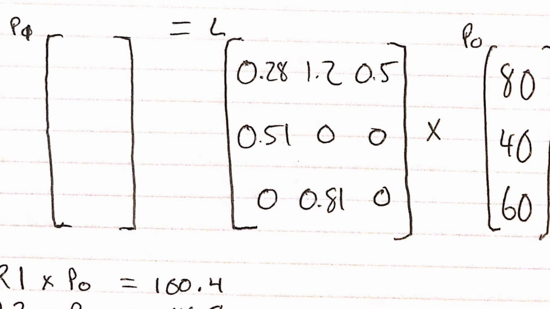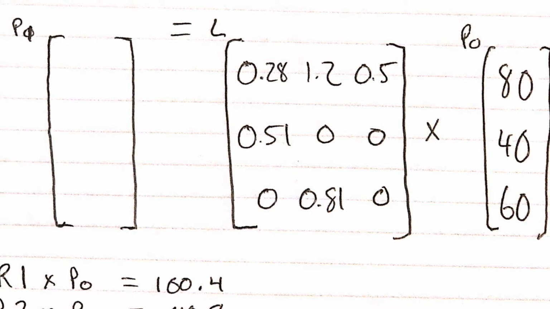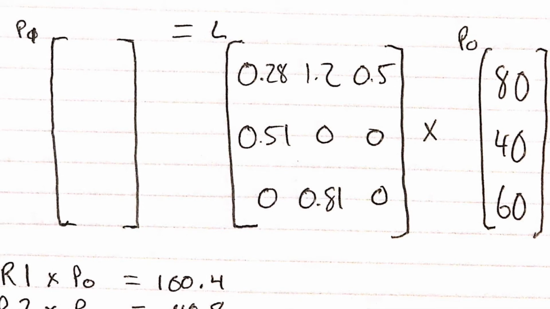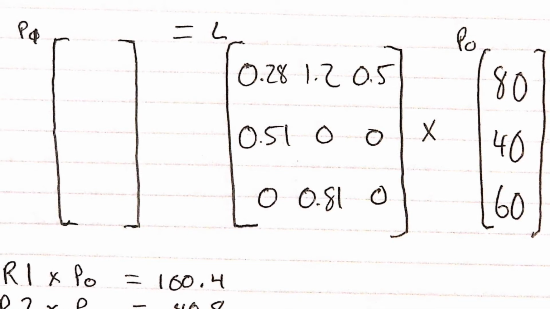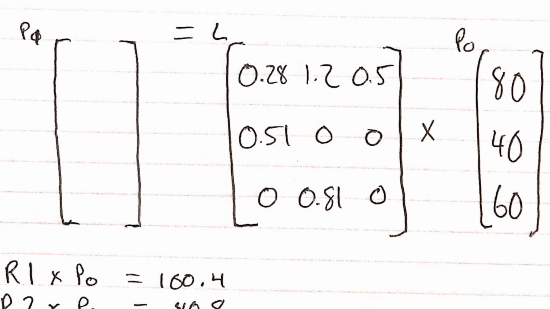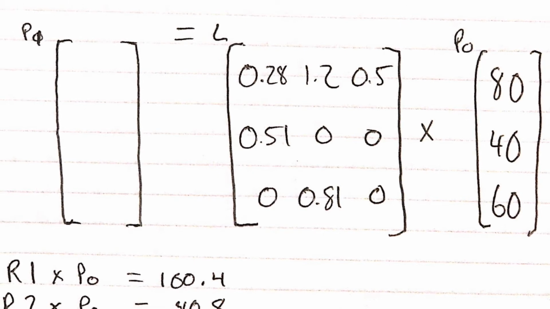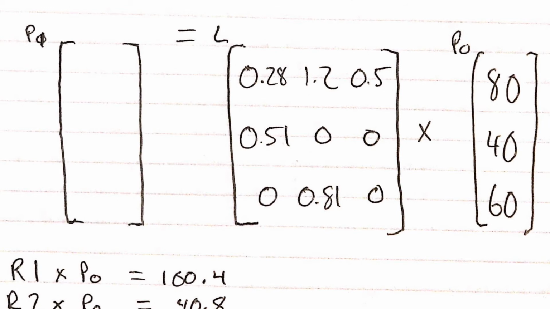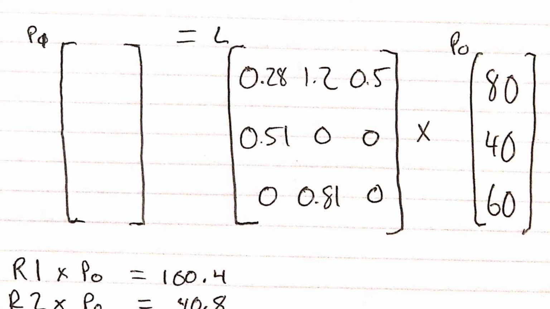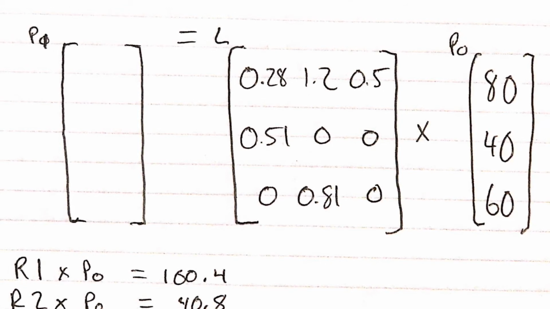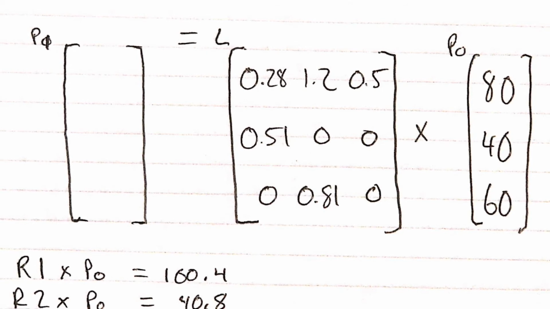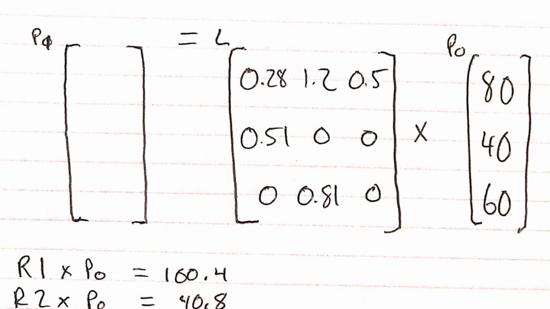We're going to take row 1 of our Leslie matrix and multiply it by our population matrix. That's going to give us 100.4, which is our first entry in P sub 1. Then our second entry is row 2 of the Leslie matrix times P sub 0, which is 40.8. And our third entry is row 3 of our Leslie matrix times P sub 0, which is 32.4.